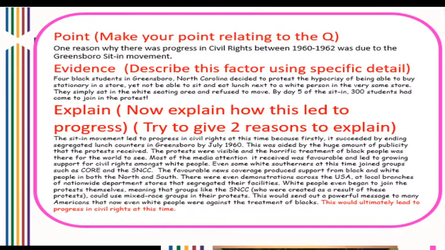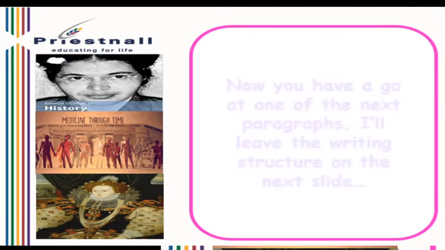White people even began to join the protests themselves, meaning that groups like the SNCC, who were created as a result of these protests, could use mixed race groups in their protests. This would send out a powerful message to many Americans that now even white people were against the treatment of black people. This would ultimately lead to progress in civil rights at this time. Okay, so that's my paragraph on the sit-ins.